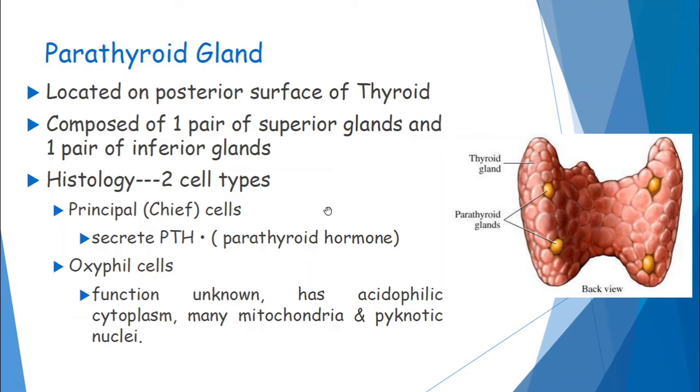So the histology, that is the cell types involved in the parathyroid gland, includes principal cells, also known as chief cells, and the oxyphil cells. The principal cells secrete parathyroid hormone, whereas the oxyphil cells' function is unknown. It has acidophilic cytoplasm, several mitochondria, and pyknotic nuclei. So you'll be wondering what pyknotic nuclei are. A pyknotic nucleus is a nucleus which is small and condensed and is usually seen in apoptotic cells.